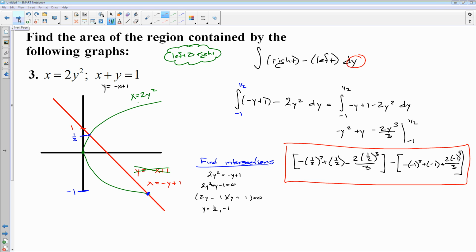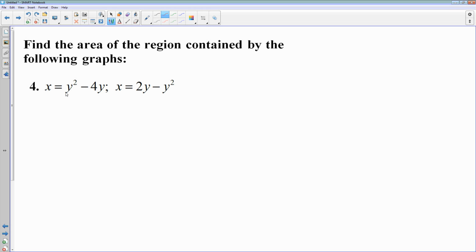So I have one more problem. Another two functions of y, so I'm automatically thinking when I see all these functions in terms of y, I'm automatically thinking that my setup's going to be the integral of my left curve, no, my right curve, minus my left curve. It will be a dy problem, which means I need to set everything up in terms of y. And I'm going to start by graphing these, and these are a little bit tougher to graph.